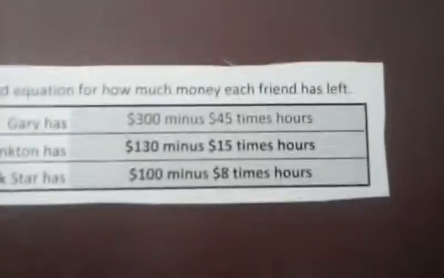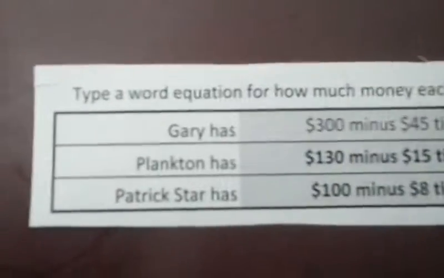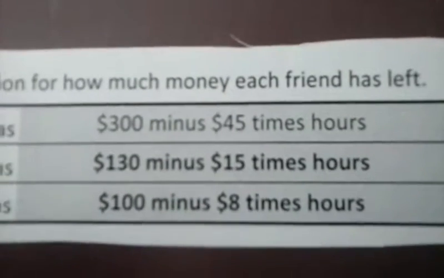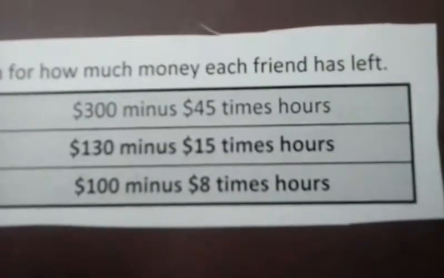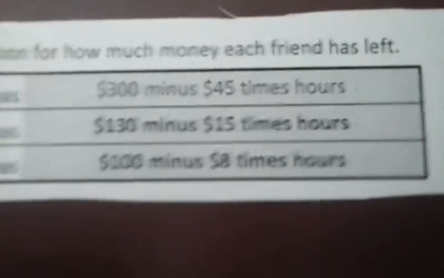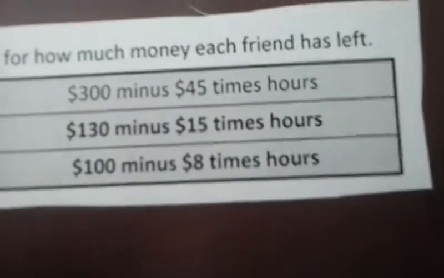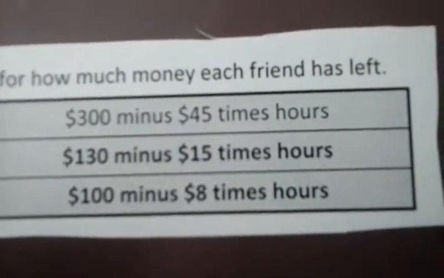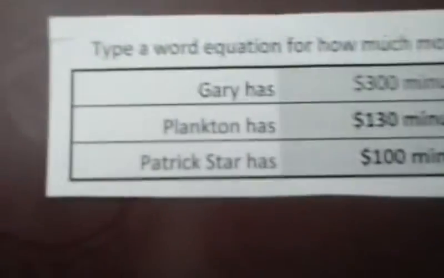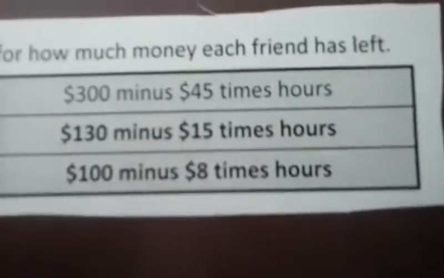And then we had to fill in the word equations for each character. So for Gary, it's 300 minus 45 times hours. For Plankton, it's 130 minus 15 times hours. And for Patrick, it is 100 minus $8 times hours. Those are the word equations.